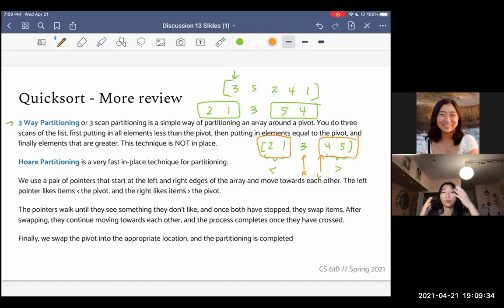And so that is the idea behind Hoare partitioning, and it's one efficient way that we can do in-place partitioning for Quicksort.